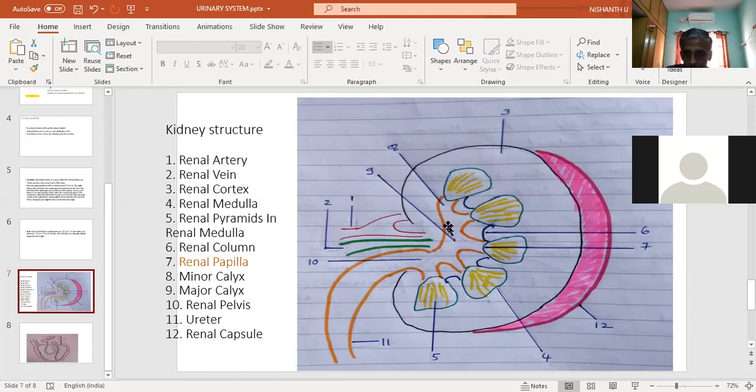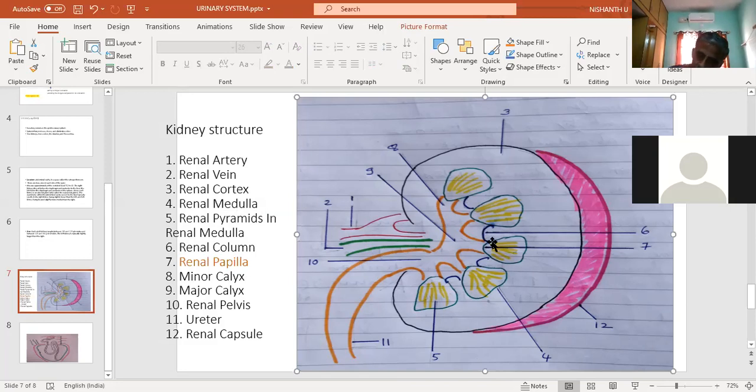Now, one more point you have to understand. This is one renal medulla, and this one is another renal medulla. You can see that between the two renal medulla, the cortex is entering deep inside, between the medulla. The gaps between the medulla are called the renal column. This is called the renal column. And this renal column contains a large number of blood vessels.